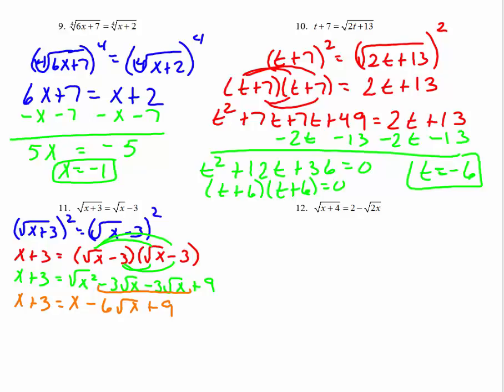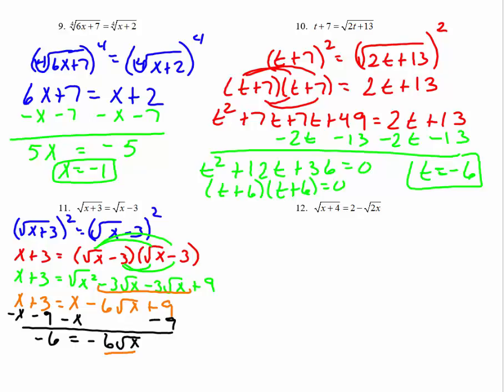You have to isolate the square root. Well, to isolate the square root, I need to subtract the x. Well, those disappear, so that's nice. I need to subtract the 9, so I'll end up with a negative 6 equaling a negative 6 square root of x.